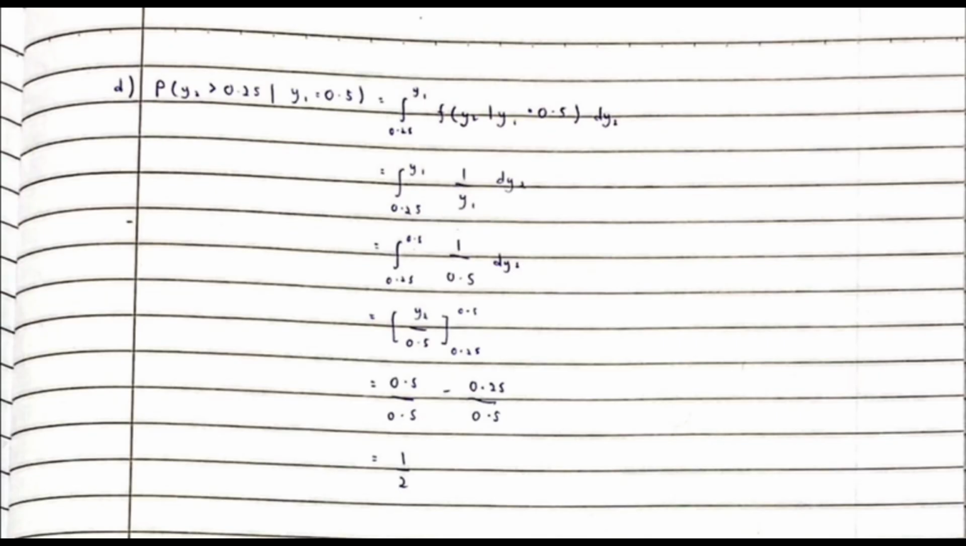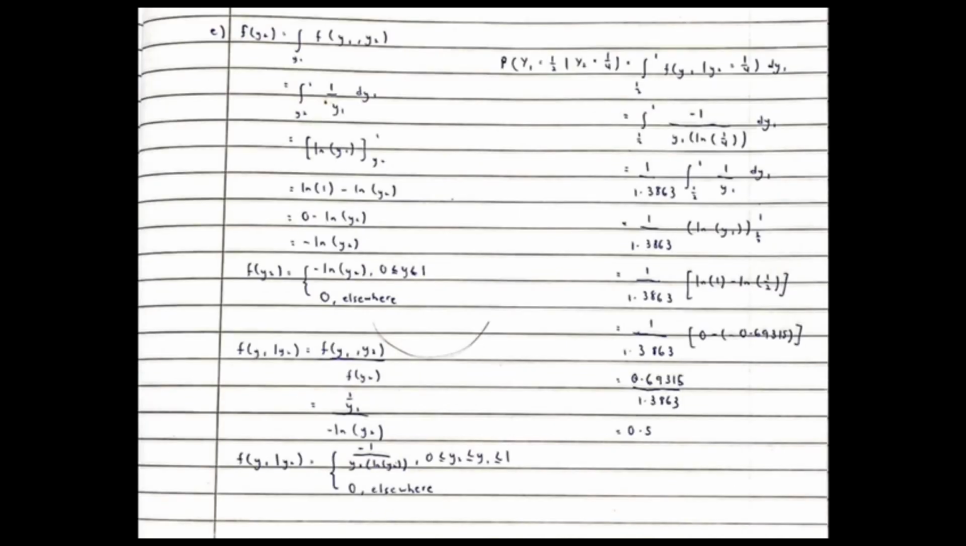Okay, next is D. If the supplier stocks a half ton of the item, what is the probability that she sells more than a quarter ton? So we need to find the probability of y2 greater than 1/4 given y1 equal to 1/2. We calculate it in the equation and we get 1/2 or 0.5. Next is the last question. If it is known that the supplier sold a quarter ton of the item, what is the probability that she had stocked more than a half ton?